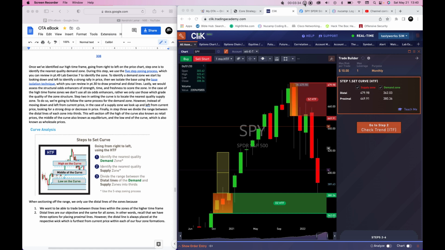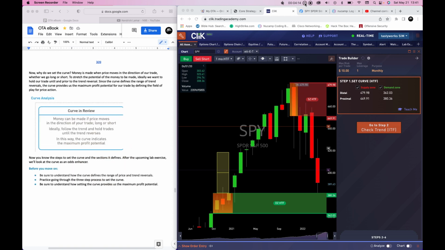When sectioning off the range, we only use the distal lines of the zones because 1, we want to be able to trade between those lines within the zones of the higher time frame. 2, distal lines are our objective and the same for all zones. In other words, recall that we have 3 options for placing proximal lines. However, the distal line is always placed at the respective wick, which is furthest from the current price within each of our 4 zone formations.